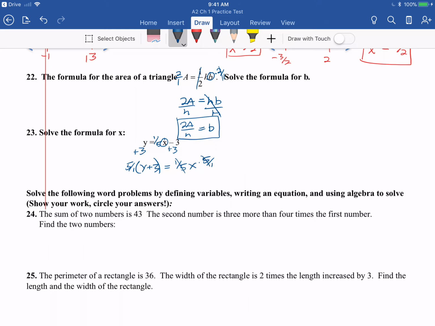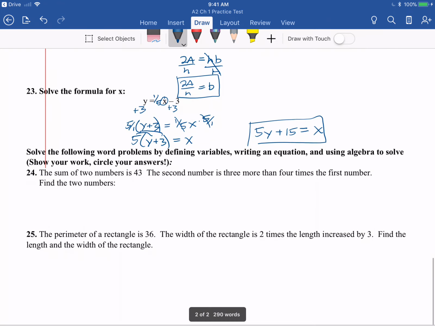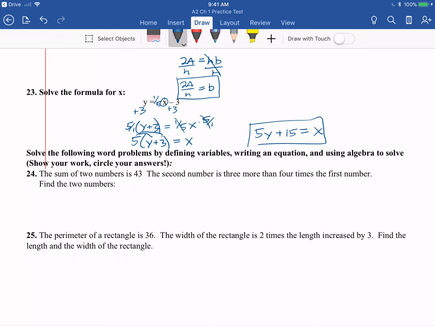So now these guys cancel each other out. So now I have 5 times (y plus 3) is equal to x. And you could leave it here, and that's okay. I'm just going to distribute it in. So I have 5y plus 15 is equal to x. All right, awesome. So 24 and 25 are the word problems.